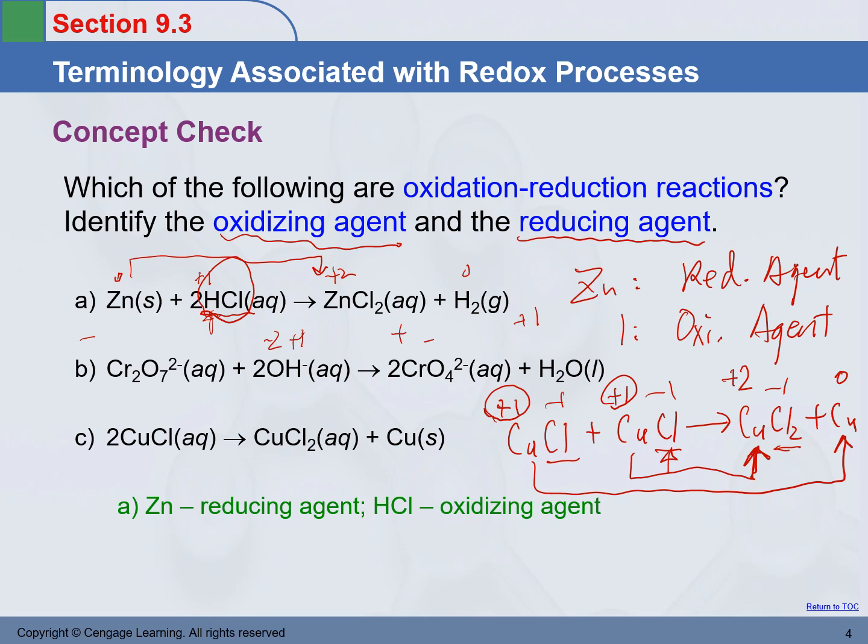So in this case, there are 2 CuCl formulas reacted. One is functioning as an oxidizing agent. The other is functioning as a reducing agent. It does happen in nature. Examples like this are pretty common actually. So in this case, copper(I) chloride acts as both the reducing and oxidizing agent.